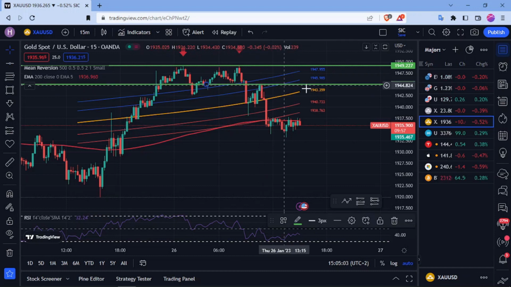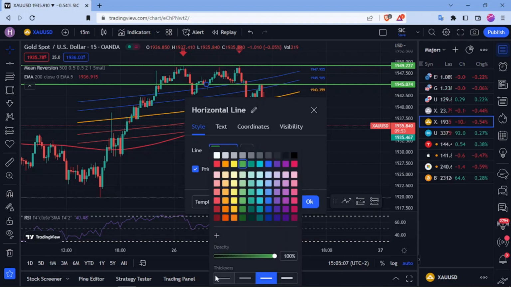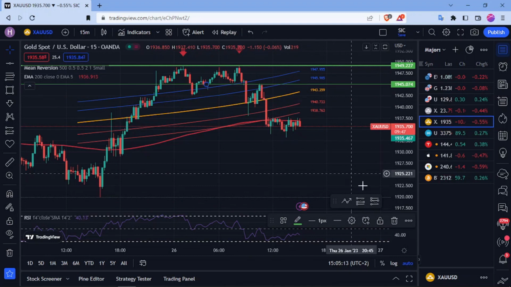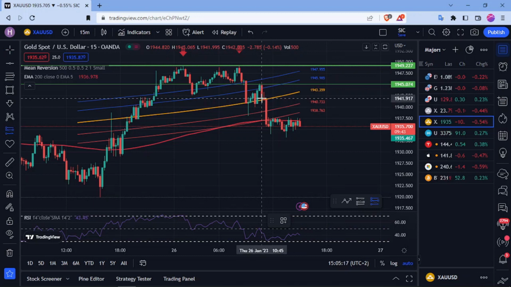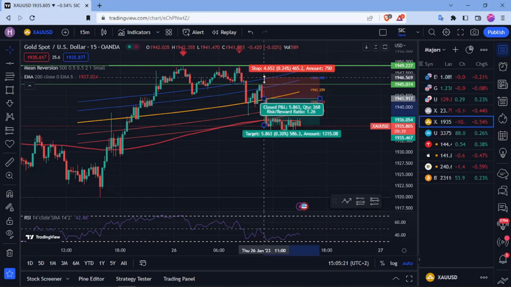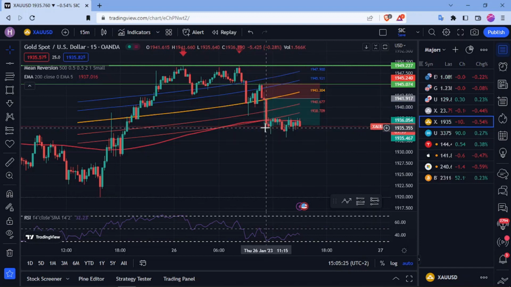On the slight pullback, you could have entered the trade after this strong engulfing candle. You will see that I indicate this line with less thickness because it's on the 15-minute time frame, a 15-minute level of support and resistance. On the short time frame, you could have easily placed your stop loss above this level and aim for a 1 to 2 or 1 to 1 risk to reward.